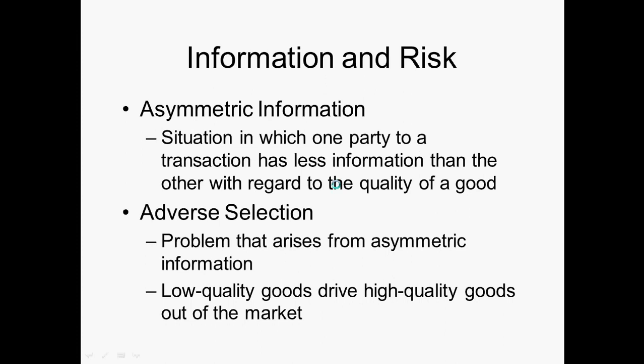So one party has less information than the other about something, for example, about the quality of a good. So adverse selection can arise in this case. And a good example is used car markets. So if someone's selling a used car, well, they know a lot more about the quality of the car than you do.